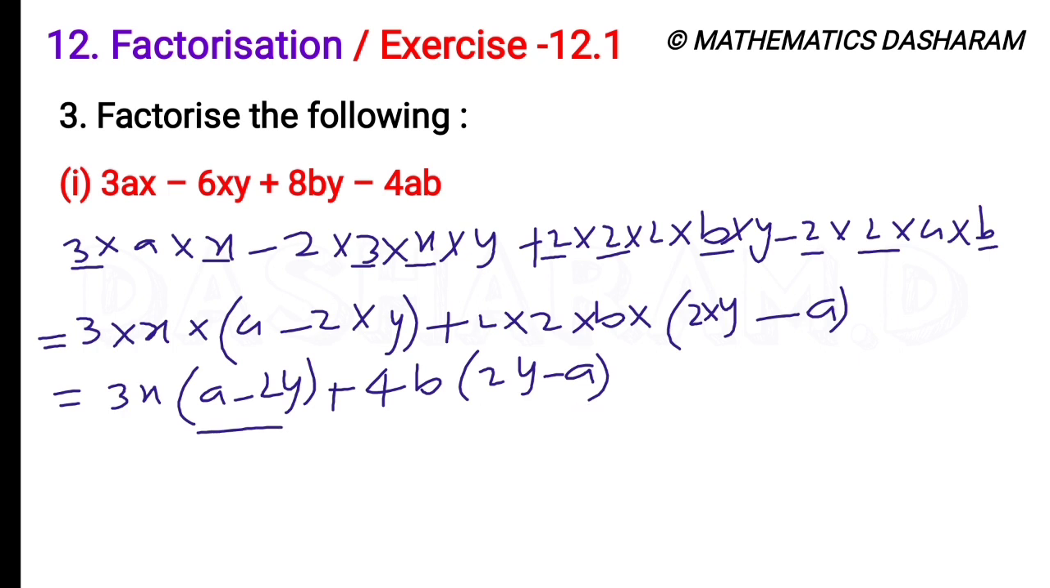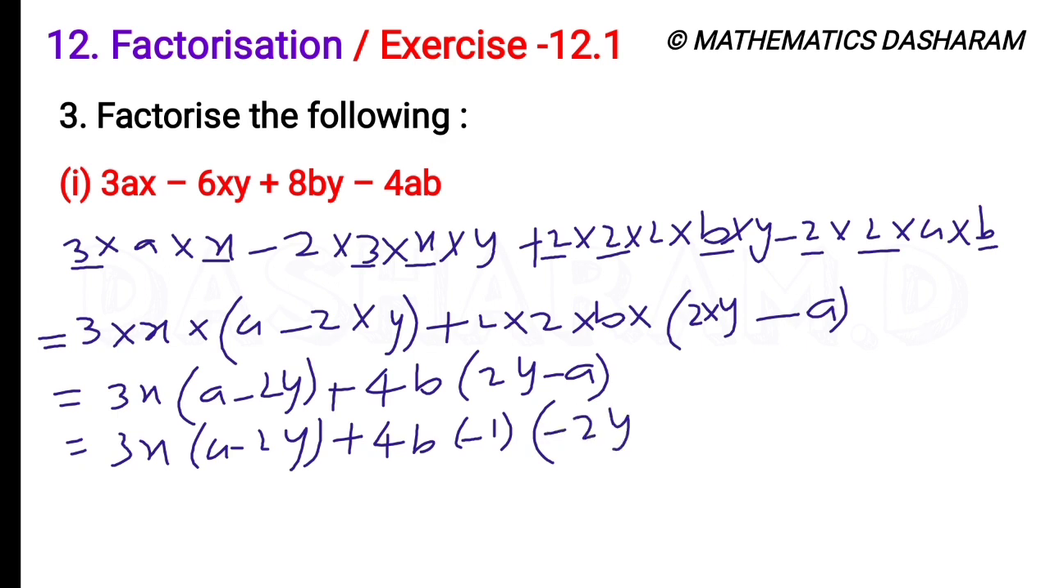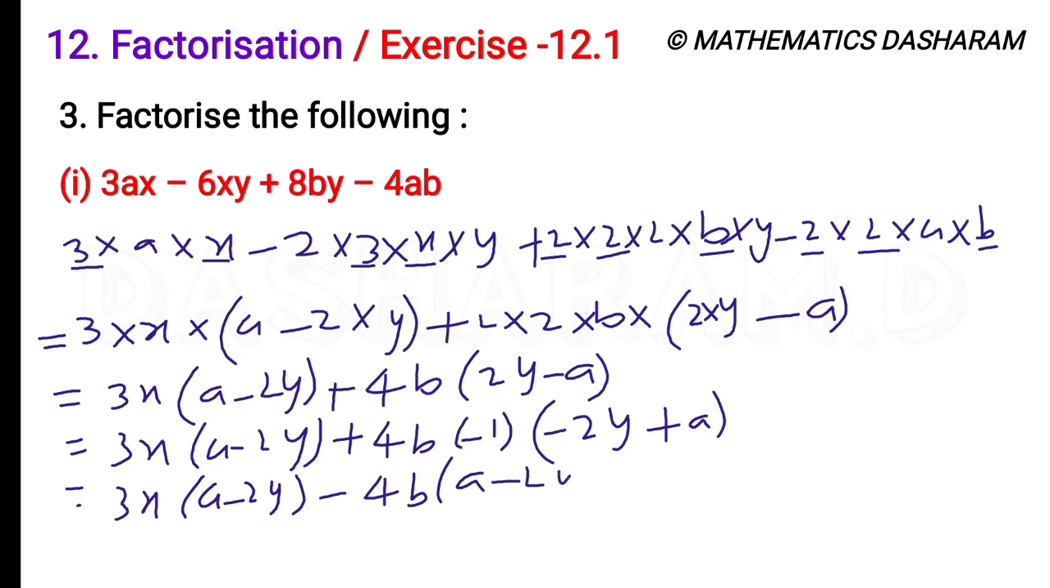So just we need to take minus common here. So take the minus common. What will happen? 2y will become minus 2y, minus y, a will become plus a. Okay. So 3x bracket of (a minus 2y), next to plus a minus 1. What will happen? Minus 4b bracket of, and here first I am writing the positive value. What is that? Plus a, next to negative value.